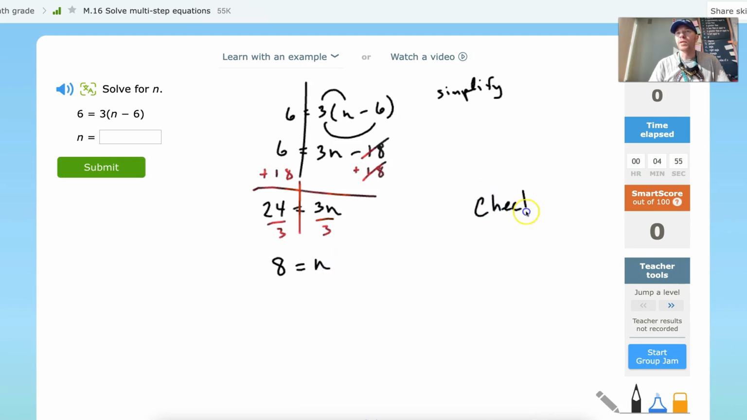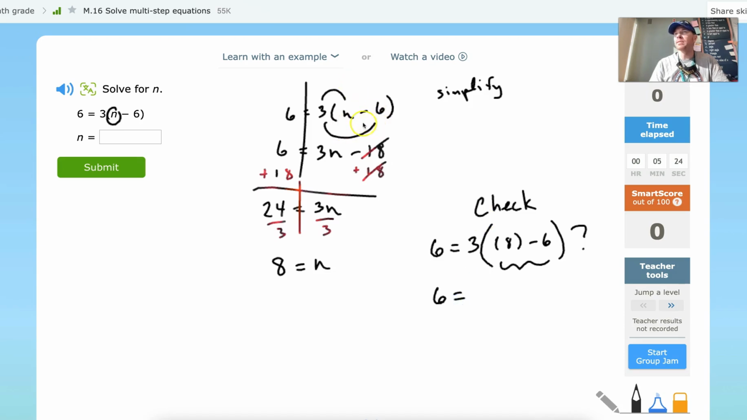Let's check that real quick. If we put that 8 into the original equation, does it make the equation true? So I'm going to make the given parentheses big, and then I'm going to put the 8 in for n. I'll make those parentheses small. Is this true? So the thing to remember here, I don't need to distribute the 3. I have so many students do this. It's not wrong to distribute the 3, but you don't need to, because I can do 8 minus 6. I can follow the order of operations.